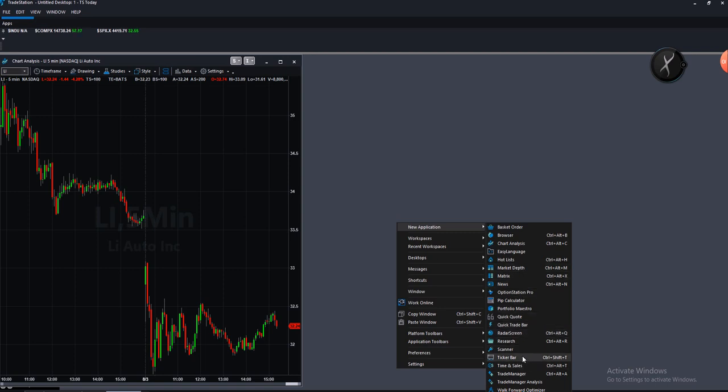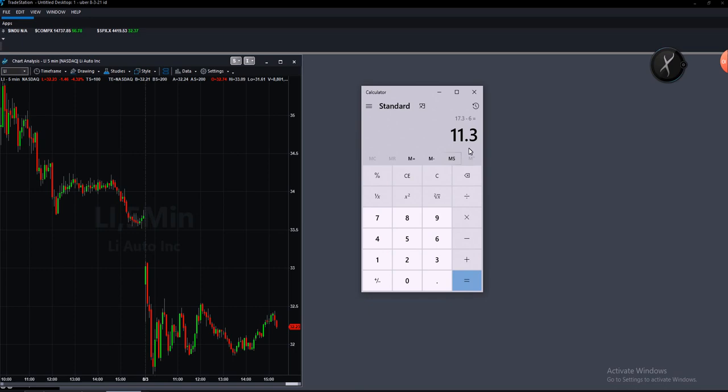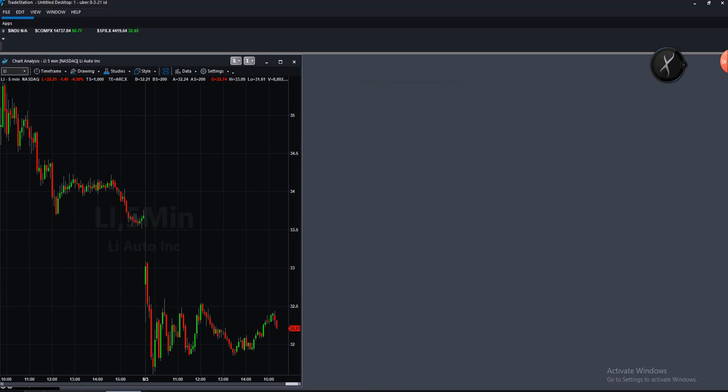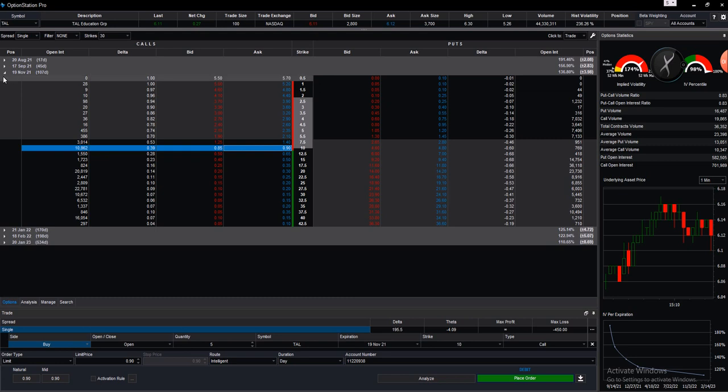Where is the options area? There we go. All right. Once again, we're looking for potential profit for a $11.30 move on our stock here. Okay. Oh, there we are. Okay. Again, November 19th, 2021. It's a safe amount of time.